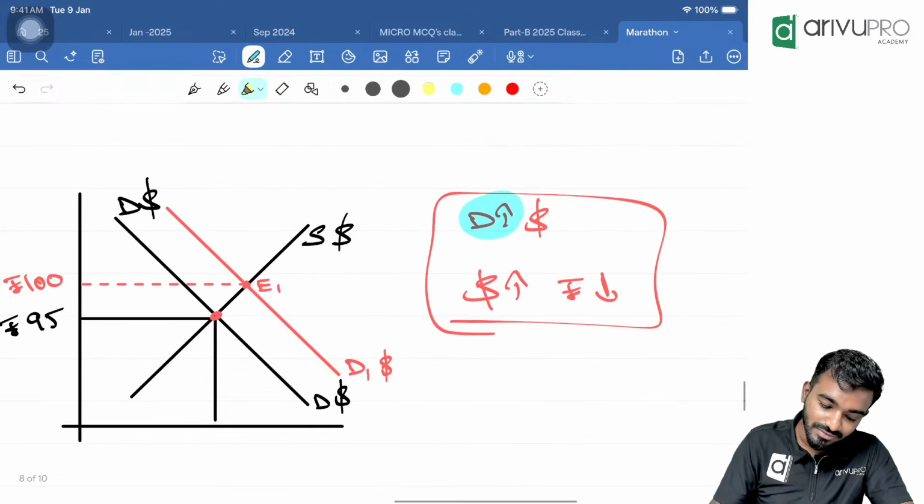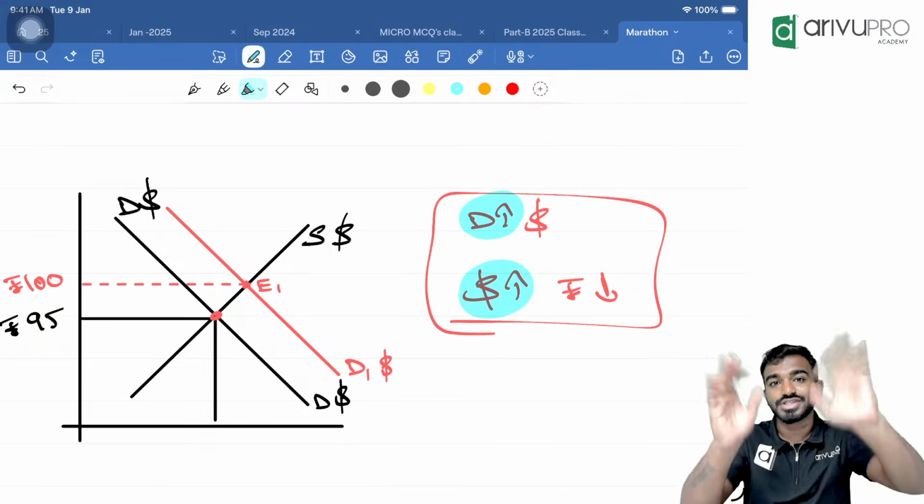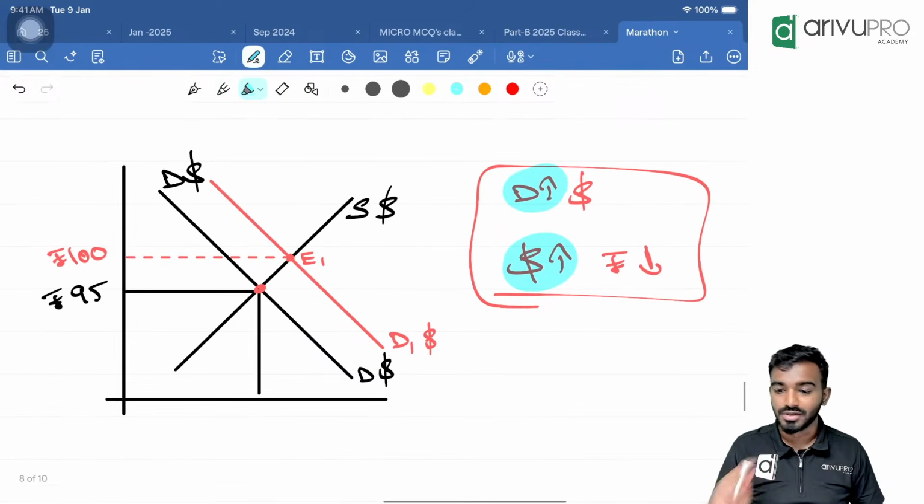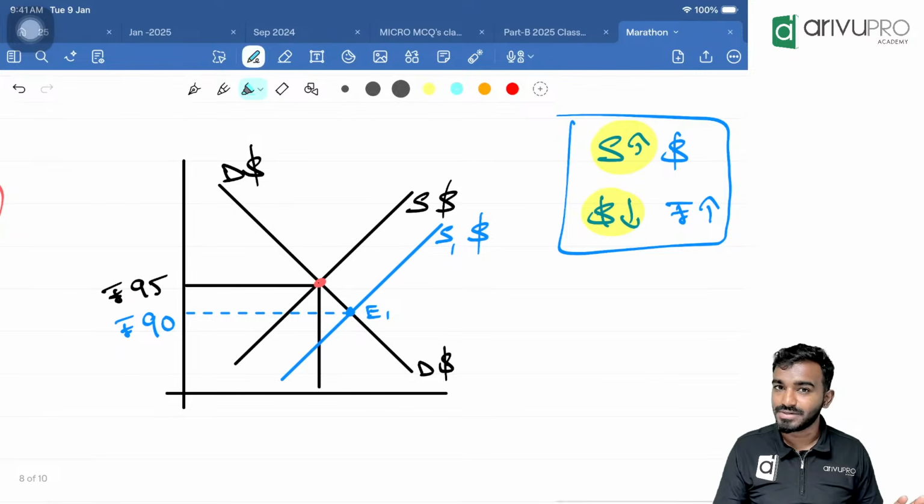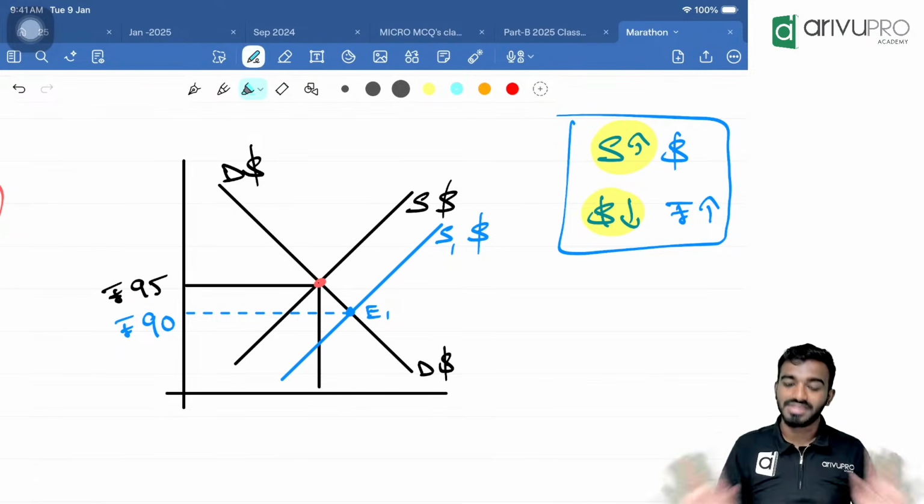But in demand, whichever country's currency demand goes up, that country's currency gets appreciated. That's it. This is the shortcut. Whether you understand from the demand perspective or the supply perspective, it doesn't matter. Always remember which country's demand goes up. Simple.